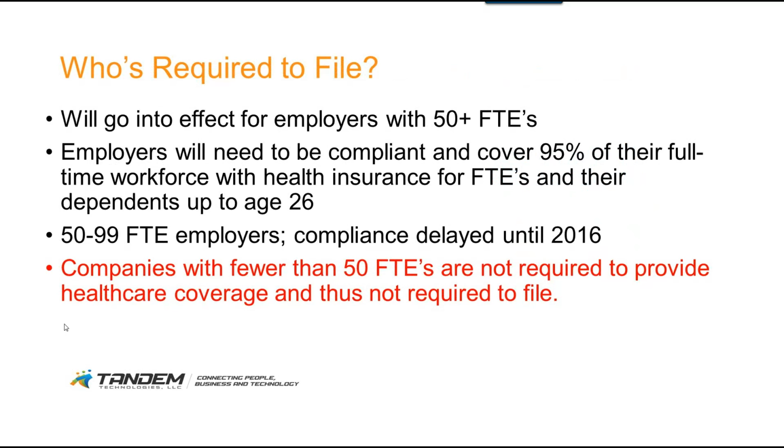This has changed. The very top part here, this is going to be required to file if you have 50 or more employees that are full-time equivalents. Last year it was, I believe, 100 plus employee full-time equivalents, but this year it's now 50. Also, employers, your compliant coverage has changed. It used to be 70%, I believe, last year, and this year you are needing to cover 95% of your full-time workforce with health insurance for their families up to dependents that are age 26.